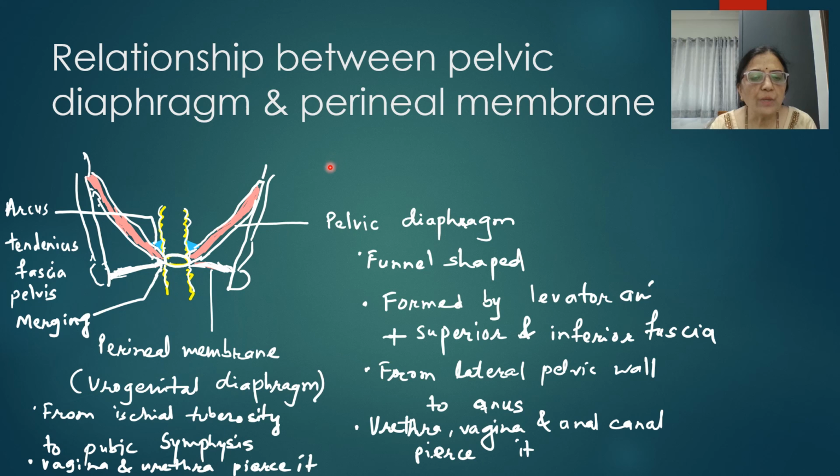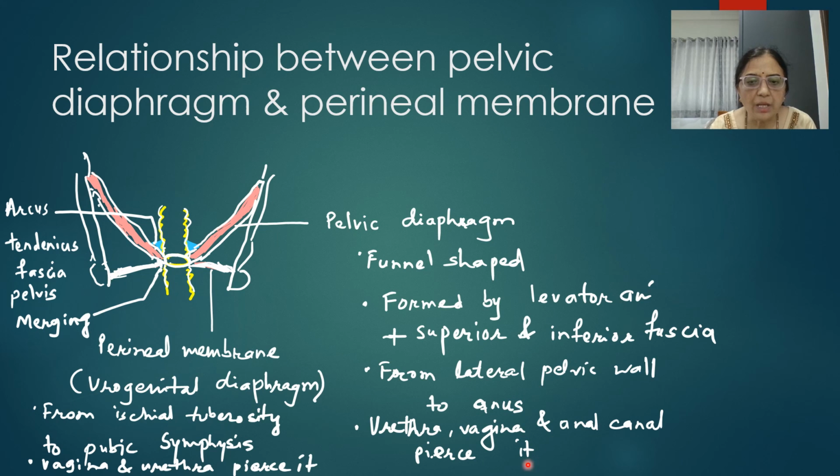Now, this diagram is to make clear the relationship between the pelvic diaphragm and the perineal membrane. It is funnel shaped, and from above downwards runs the pelvic diaphragm, which has the levator muscle and coccygeus muscle. This white line is the fascia, superior and inferior fascia together, forming the pelvic diaphragm. It is running from the lateral pelvic wall to the anus or coccyx posteriorly.